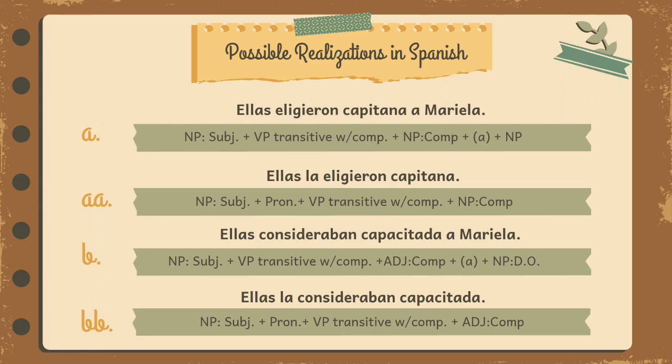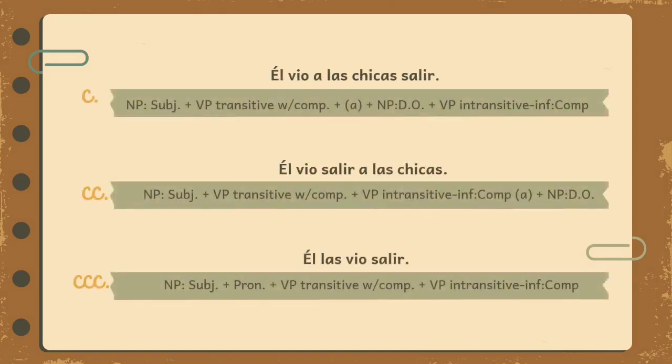Noun phrase as a subject, verb phrase transitive with complement, adjective as a complement plus a plus noun phrase as a direct object. B. "Ellas la consideraban capacitada." Noun phrase as a subject, pronoun la again, verb phrase transitive with complement and adjective as a complement. Here we have 3 variations of the same statement. C. "Él vio a las chicas salir." Noun phrase as subject, verb phrase transitive with complement, plus a, plus noun phrase as direct object, plus intransitive verb phrase with a verb and infinitive as complement.